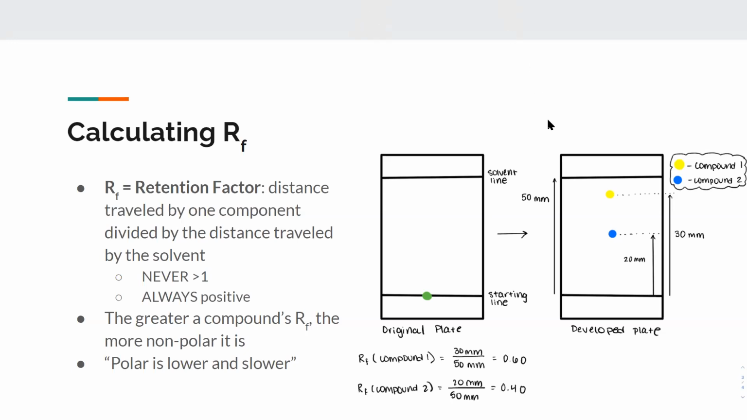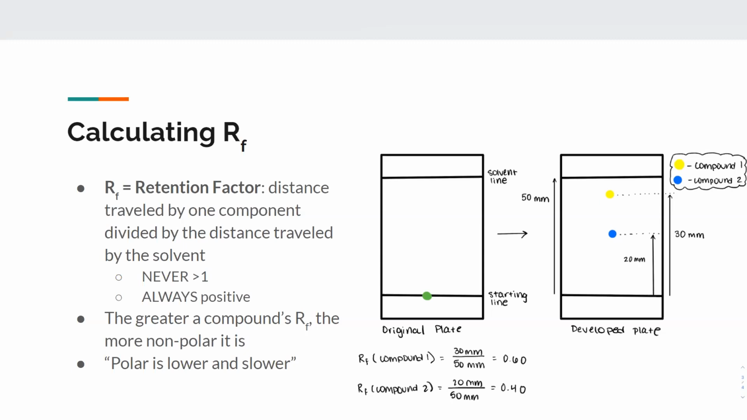So the greater a compound's RF value, the more nonpolar the compound is. Why? Because, as mentioned, nonpolar compounds will travel up the plate farther. So the numerator will be larger and so will the RF value. Here's a mnemonic that you can use to remember these rules. Polar is lower and slower, meaning that polar compounds will be lower on the TLC plate because they travel slower. So let's calculate the RF values of this example to the right.